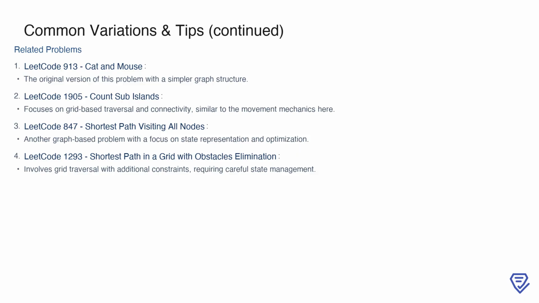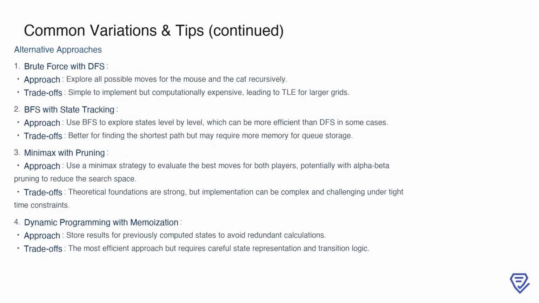Lastly, problem 1293, Shortest Path in a Grid with Obstacles Elimination, involves grid traversal with additional constraints, requiring careful management of states and transitions. These problems can help you build a stronger foundation for tackling complex scenarios like Cat and Mouse 2. There are several approaches you can consider when solving this problem, each with its own trade-offs.